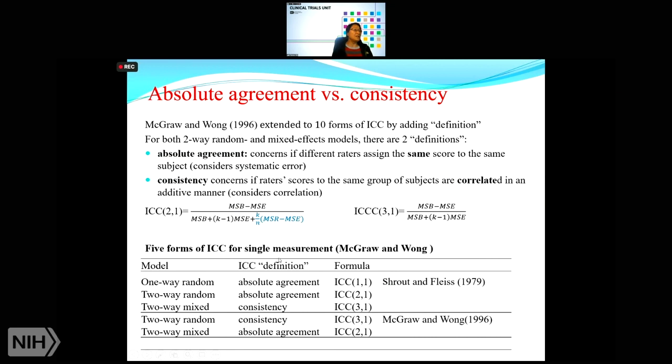These are the 5 forms of ICC for single measurement. Based on McGraw and Wong's definition, and for Shrout and Fleiss, the one-way random model is for absolute agreement, and the two-way random model is also for absolute agreement. But the mixed model is for consistency. And McGraw and Wong added two forms: one is for consistency for the random model and absolute agreement for the mixed model.